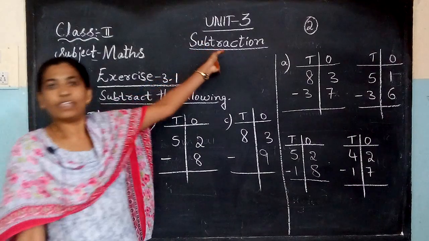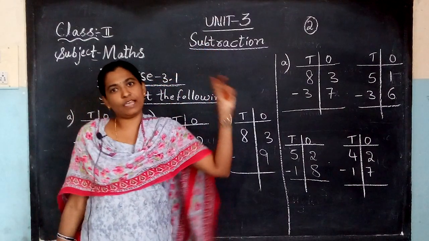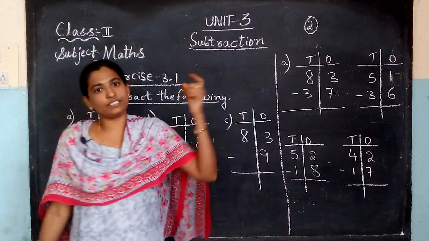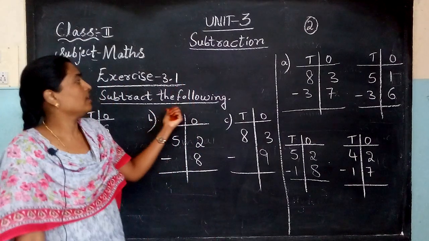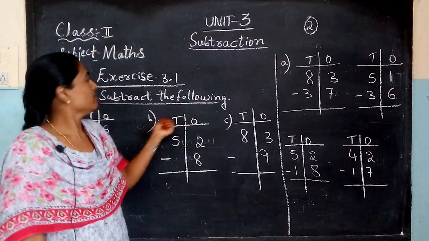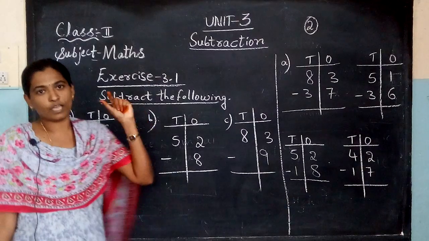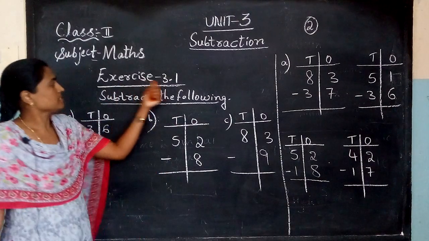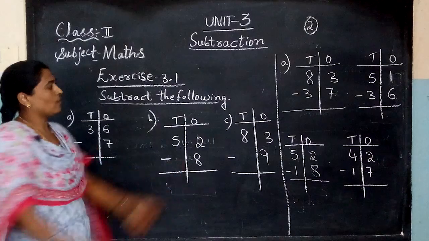Before class we have learned regrouping, which means you have to expand the number. You have learned only single digits, but here we have to learn with borrowing. From one number to another number you have to take a borrow. Now exercise 3.1, subtract the following.